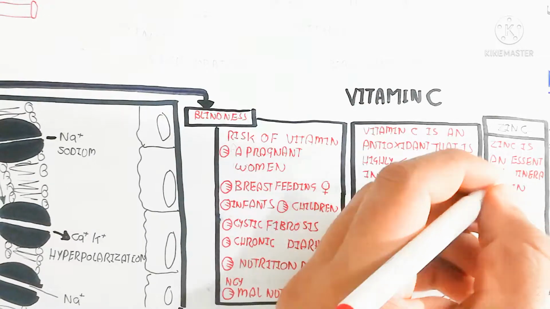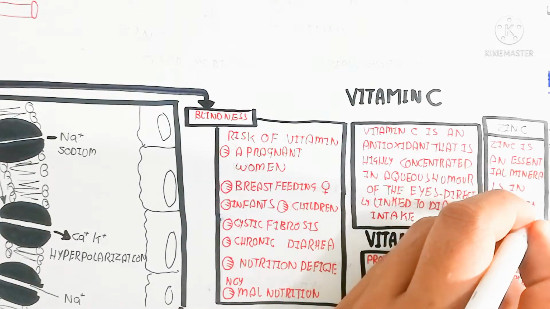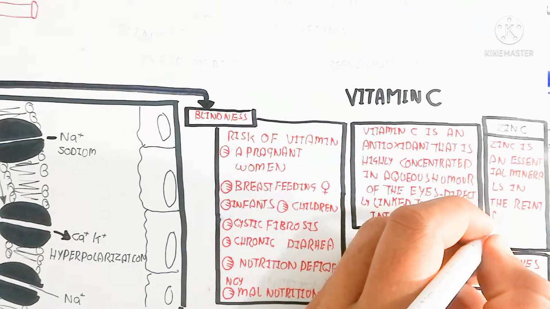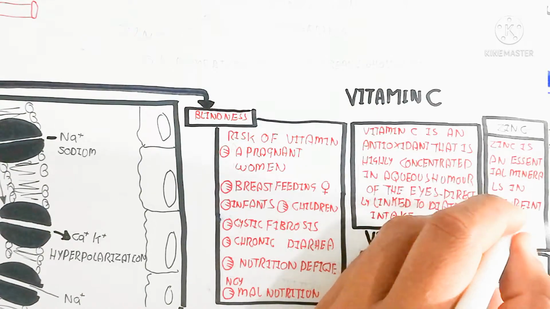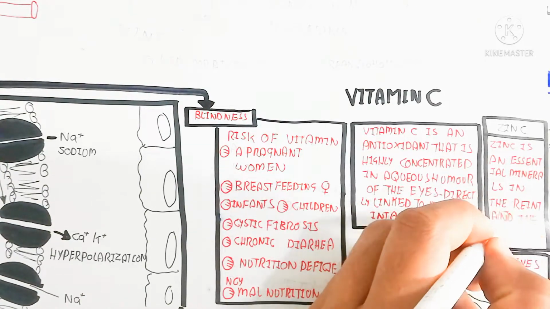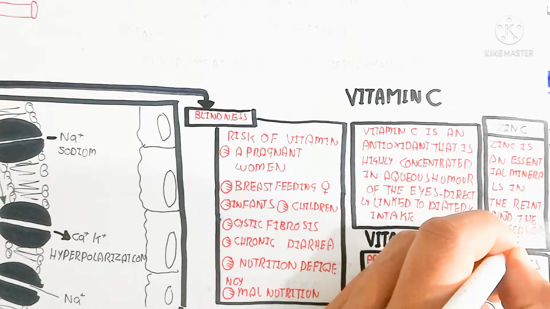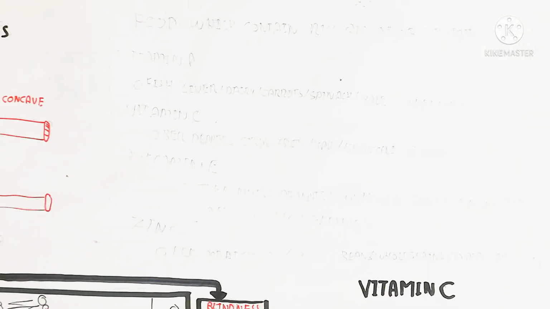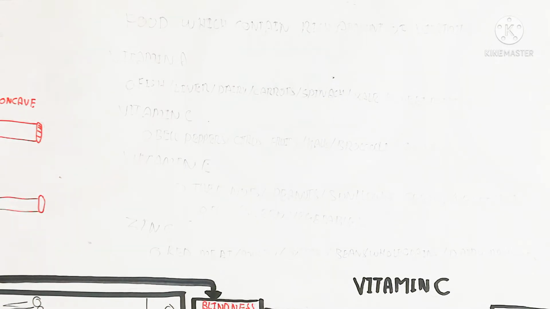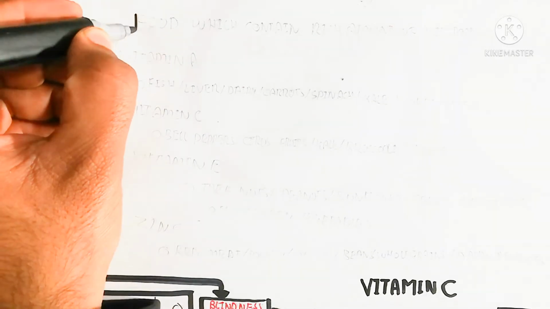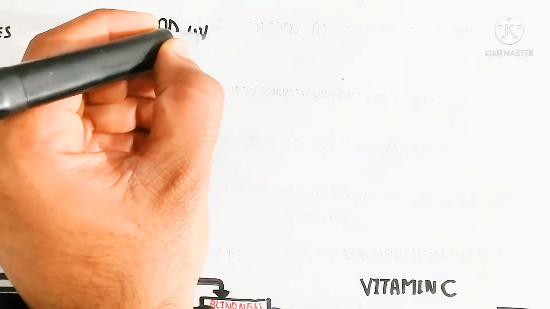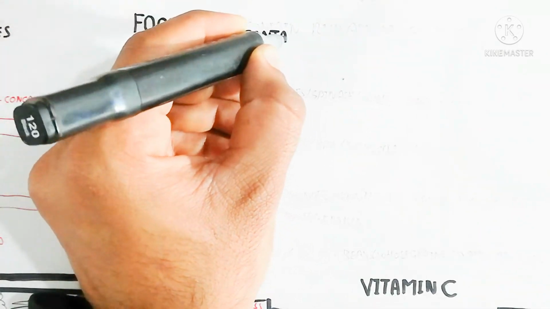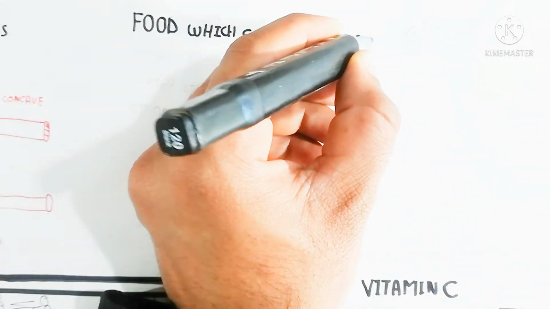And zinc is also an important trace mineral, an essential mineral in the retina and the vascular tissue, and it is important and also used for function. So let's begin to understand how to use a dietary plan for adding vitamin A, C, E and zinc containing food on a daily basis.